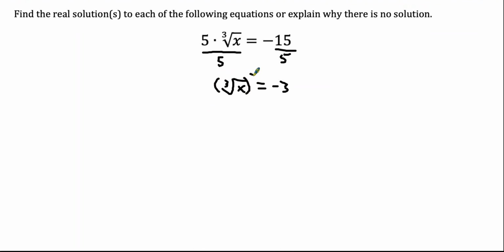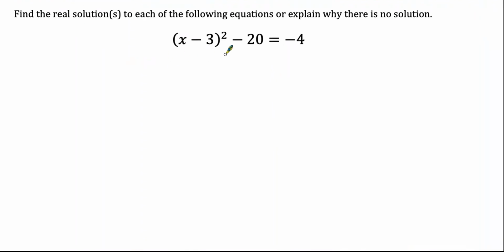I can just raise both sides to the third power to undo this cube root. So on the left side, I get x by itself, and negative 3 to the third power, negative 3 times negative 3 times negative 3 would be negative 27. Don't forget, you can always double check your answer. So if we plug that back into the original and do 5 times the cube root of negative 27, we will in fact get negative 15.